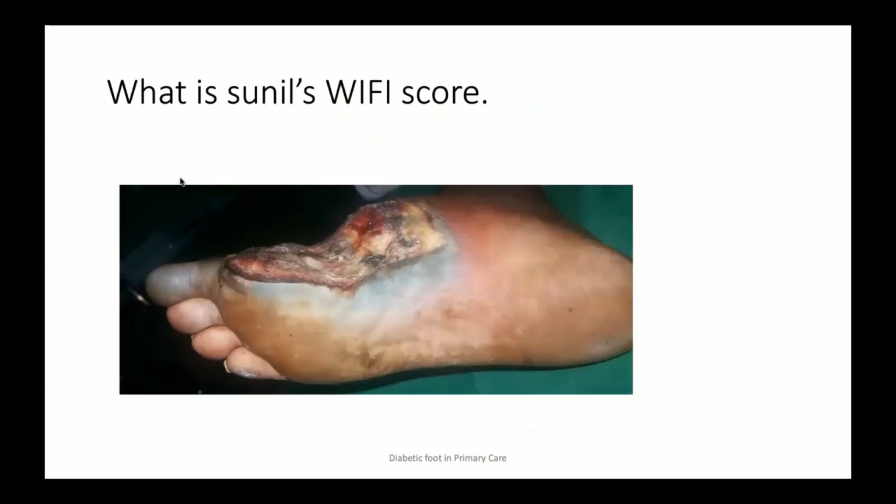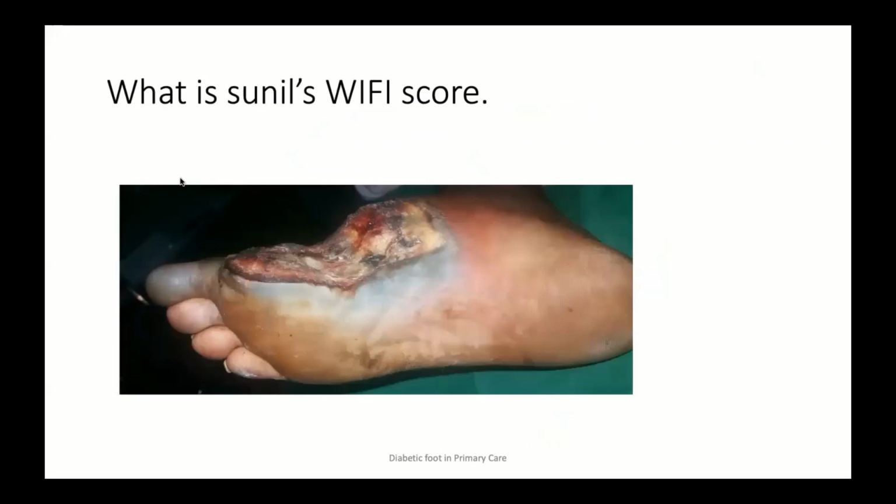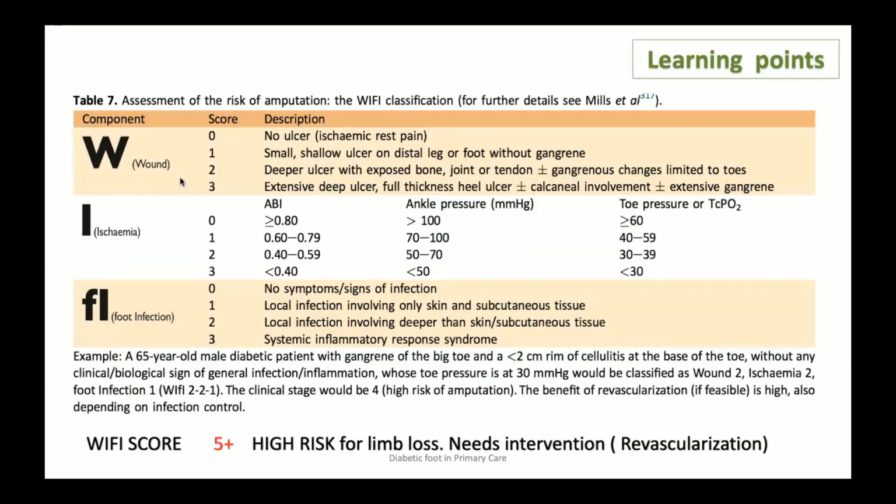If you look at Sunil, what's the wound score? The wound score for him is going to be wound 2. It's a deep ulcer and gangrene to the toes. Ischemia, we don't have toe pressures, but there are various ways of calculating this using ABPI also, and that's probably going to be a WIfI ischemia score of at least 2 or even 3. Coming back to the picture, infection. There is no spreading infection in terms of sepsis, but there's definitely local infection. And I would think this is moderate infection with more than 2 centimeter cellulitis. So in general, for our patient, we probably think of a WIfI score of around 6.